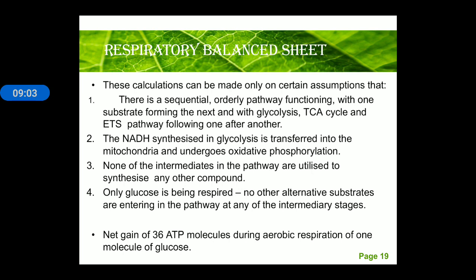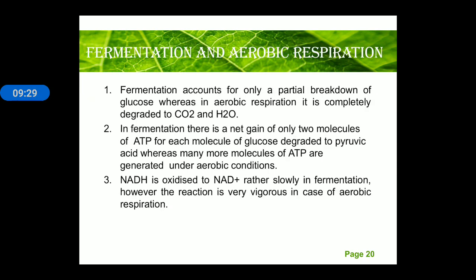The answer 36 comes from adding the number of ATP produced by glycolysis, then adding the number of ATP produced in the Krebs cycle, and then at the end the electron transport system. So these three components will add up to give the net gain of ATP molecules.